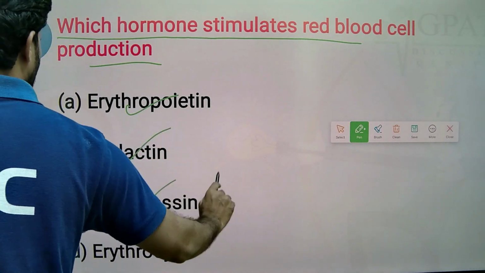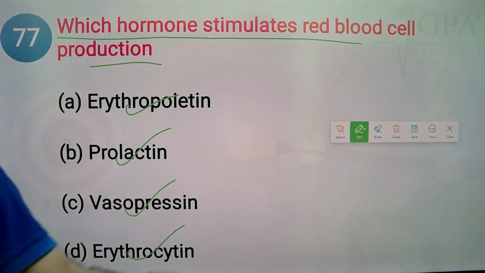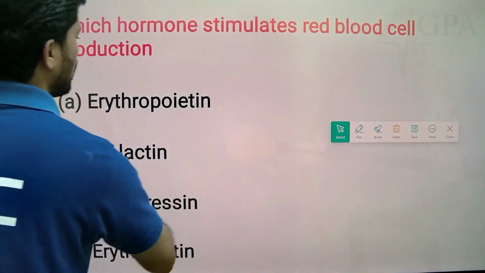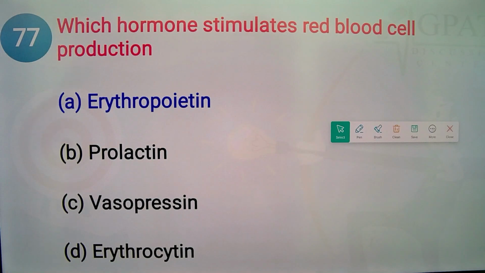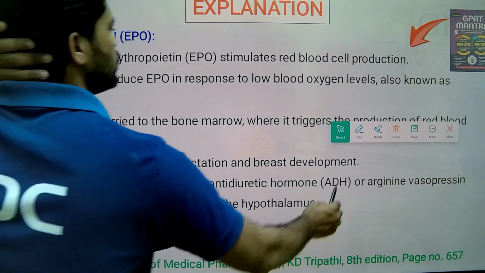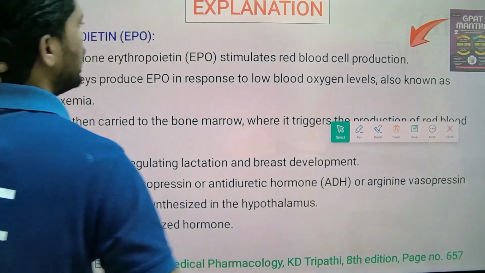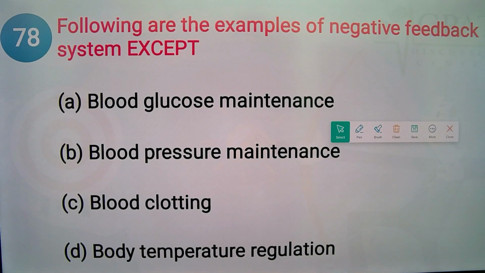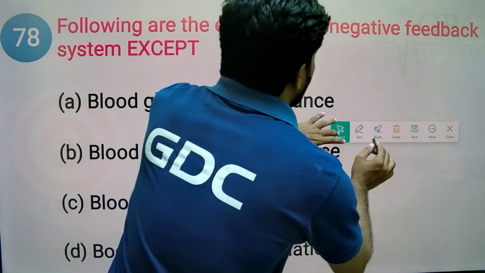The options are erythropoietin, prolactin, vasopressin, erythrocytin. The simple answer is option A, which is involved in red blood cell production. Erythropoietin is responsible for erythropoiesis and is released from the kidney. Prolactin is responsible for lactation and breast development. Vasopressin increases blood pressure through blood vessels and causes retention of urine in the kidney; it is the antidiuretic hormone. Erythrocytin is not a recognized hormone. So erythropoietin, produced from the kidney, is responsible for erythropoiesis and increases red blood cell production.